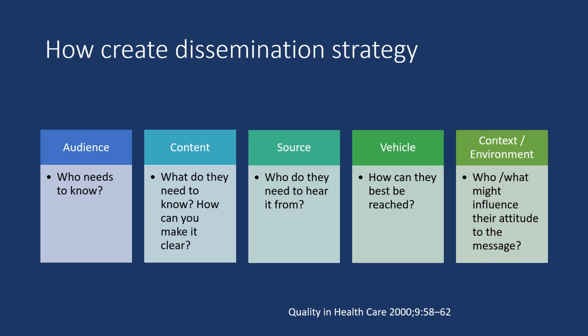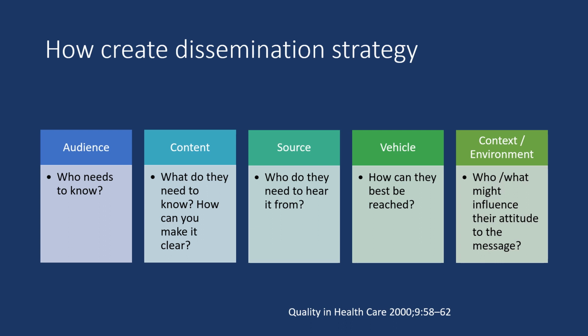Number 2, context. What do they need to know and how can you make it clear to them? So, for example, a Kaplan-Meier plot might be easily understood by a provider, but would not really carry a lot of clarity for a patient or potentially even a local healthcare worker in the community. Number 3, source. Who do they need to hear it from? Do they need to hear it from a provider? Or again, would it carry more credibility if the message came from somebody else, a trusted local source or another patient, etc.?